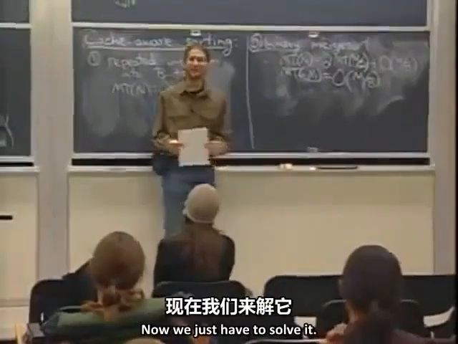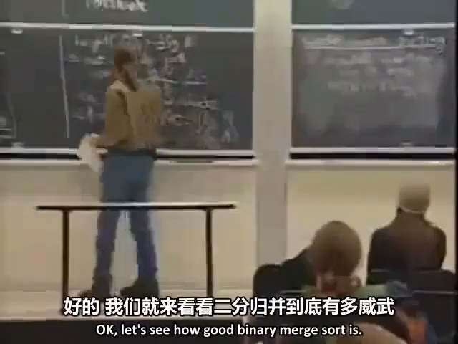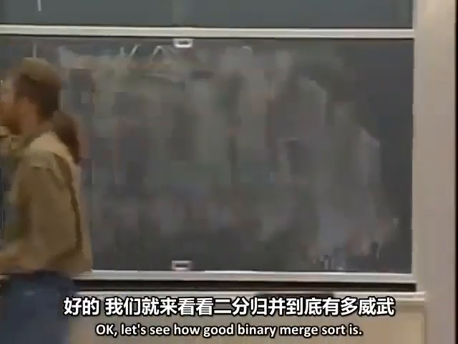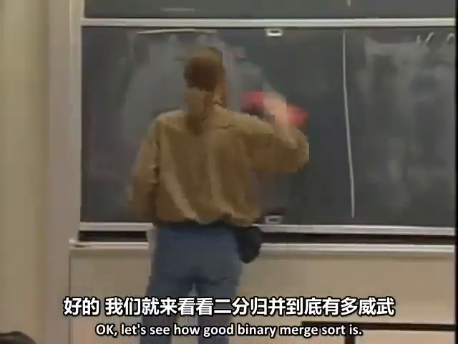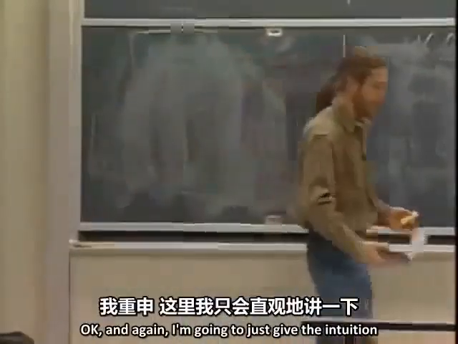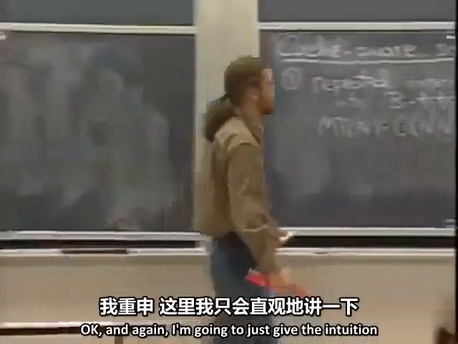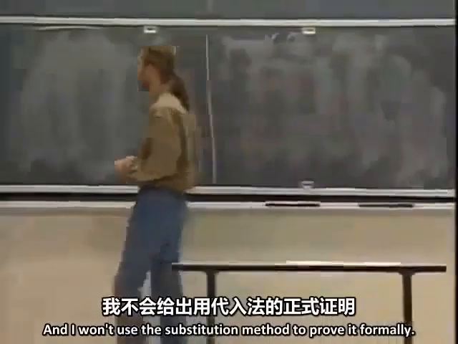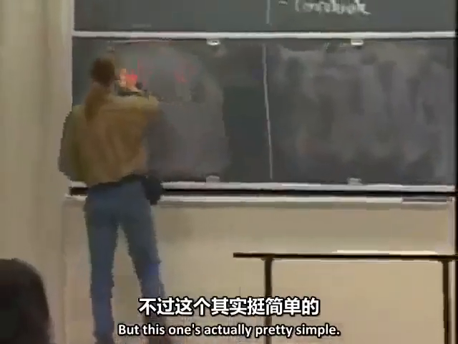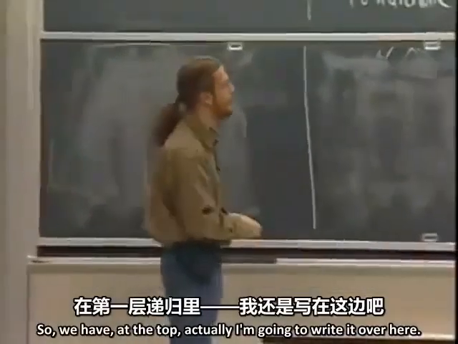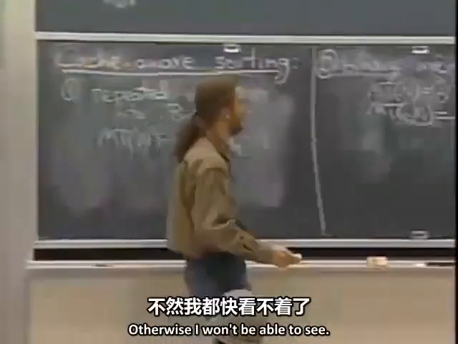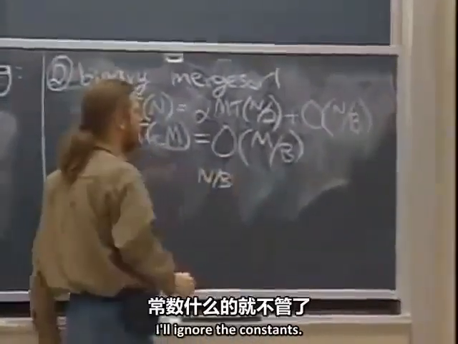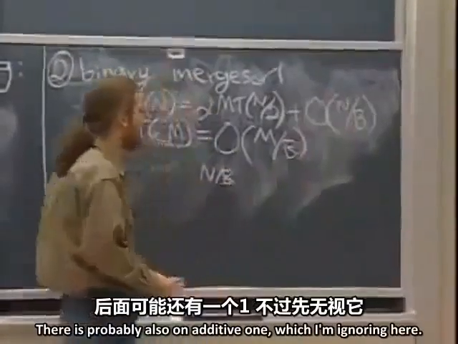Okay, that's a recurrence. Now we just have to solve it. Let's see how good binary merge sort is. Again, I'm just going to give the intuition behind the solution to this recurrence, and I won't use the substitution method to prove it formally. But this one's actually pretty simple. So at the top of the recursion, I'm going to write it over here, otherwise I won't be able to see, we have n over b cost. I'll ignore the constants. There's probably also an additive one, which I'm ignoring here.